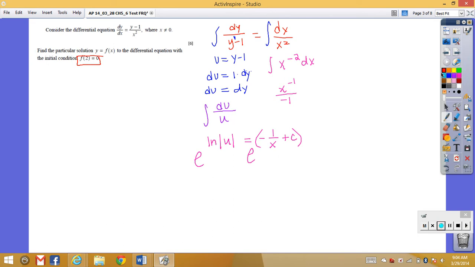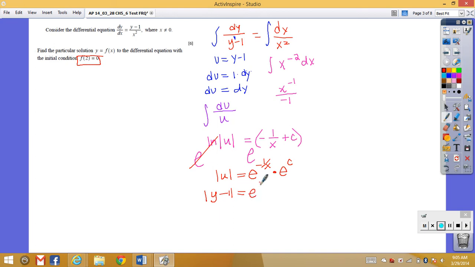Next part, then I get this to cancel, and I get that the absolute value of u is equal to e to the negative 1 over x times e to the c. And at this point, I sometimes go back and forth with this. I actually like having my y's back in for these problems because this is not a substitution problem where I'm going to give a numeric answer. I'm going to have to get this back into y's, so I'm going to go and put the y's back in. That should be y minus 1.